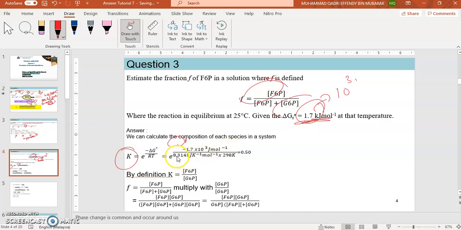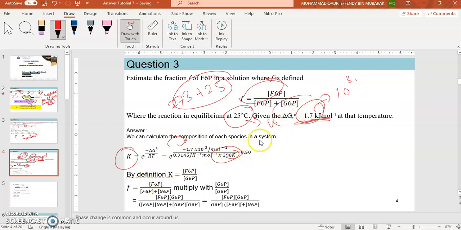And our gas constant R is 8.3145 joule per Kelvin per mole. And remember that we need to change the temperature to Kelvin units. So what you need to do is use 273 plus 25, so we can change it to Kelvin. That's why we get 298 here. So our K constant is equal to 0.50.